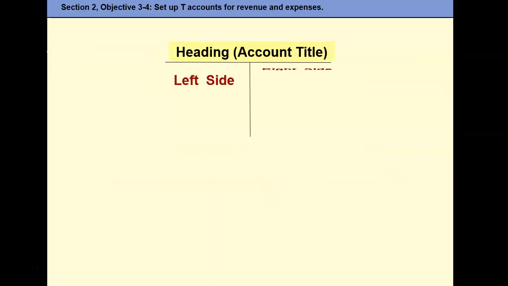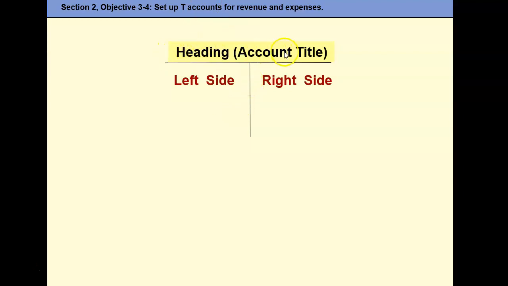So the T account is called a T account because it is shaped like a T. Okay, no more jokes. Every account title will have its own separate T account. So if you have 10 different types of assets, you're going to have 10 separate T accounts, because every account title has its own separate T account.